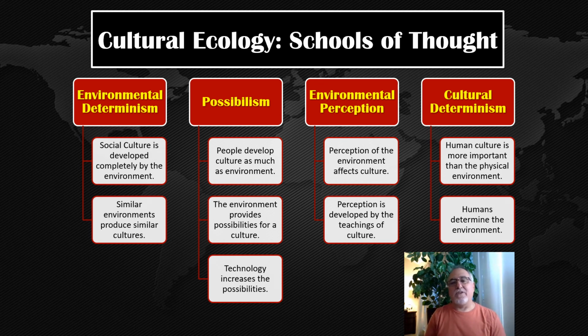And then the final thing is cultural determinism. And this is like the Enlightenment on steroids. This is the Enlightenment going horribly, horribly wrong. Man determines the environment. Our culture, our way of life, any culture's being is far more important than the environment itself.